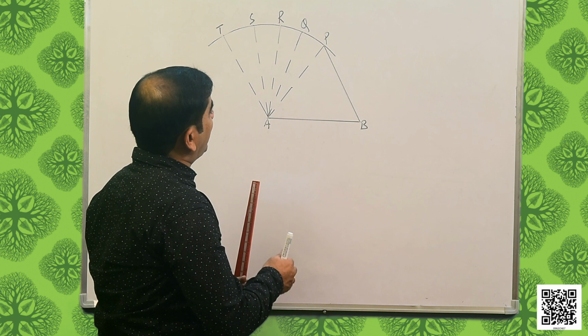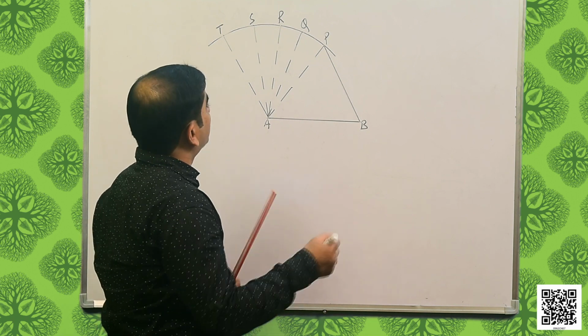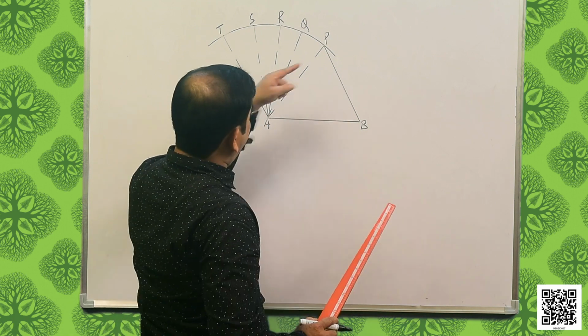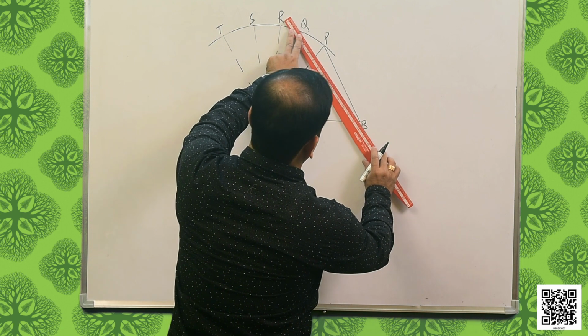So I have joined these points with point A. Let us now join the points with point B. I have joined point P with B. Let us now continue from Q.